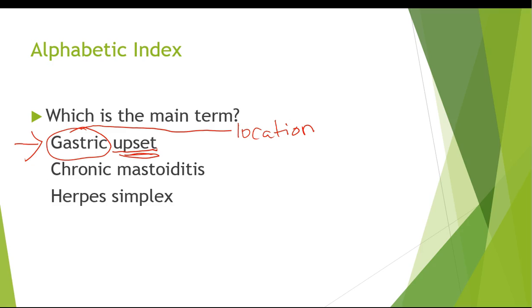Chronic mastoiditis. What is your main term? What are you going to look up in your alphabetic index? If you said mastoiditis, you are correct. What about herpes simplex? What is the condition? The condition is herpes, so that is the main term, and then simplex will be one of your subterms.